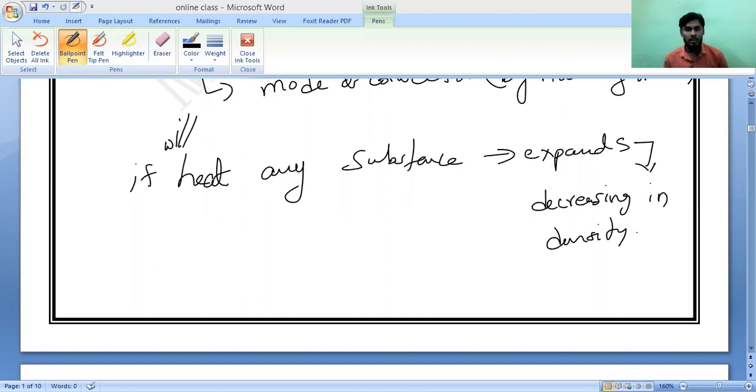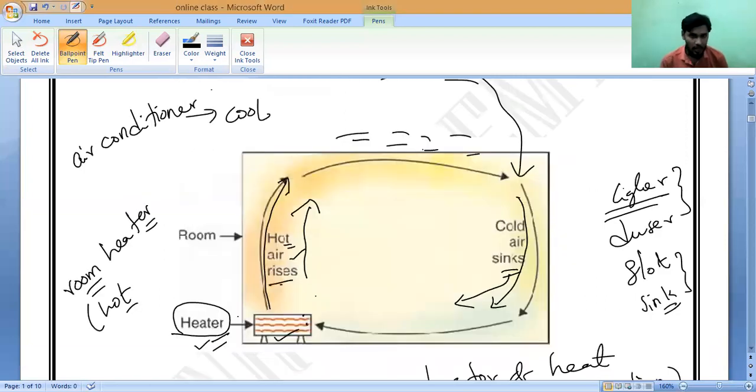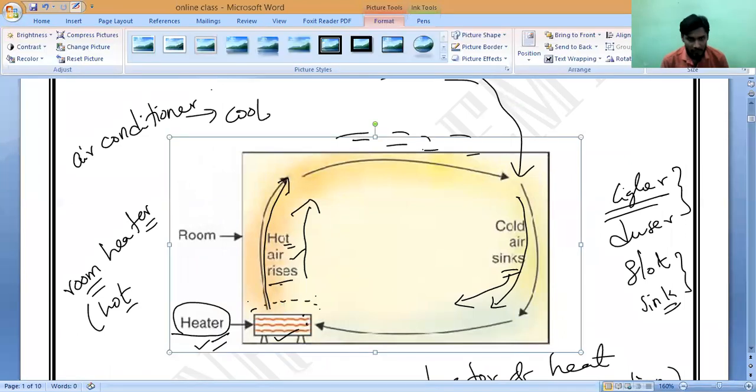So when the heater is kept on the floor aside and you switch it on, what will happen? The air nearer the heater gets heated. Is it yes or no? Yes, sir. If I switch on the heater, the air close to this heater will first start heating, and its temperature will increase.